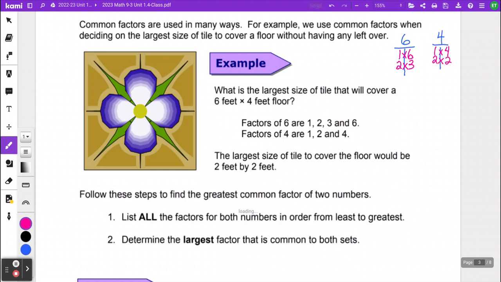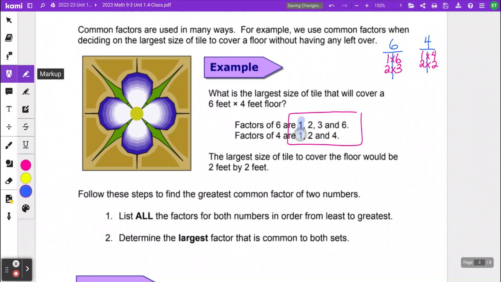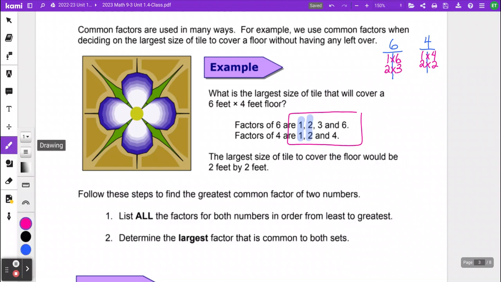All righty. Now we want to find the number they have the same in their lists. So they wrote their lists out here for us, right here. There's the lists. And I'm going to highlight again which ones are the same. They have these ones and these ones. Which one of those numbers is the biggest? 2 is the biggest. So 2 is the GCF. So for this problem solving question, that means my tile has to be 2 feet by 2 feet. It's got to be a 2 by 2 tile, okay, in order to cover that floor.